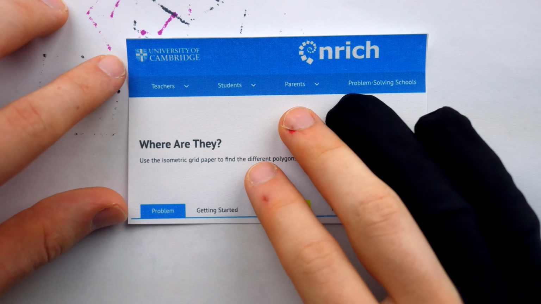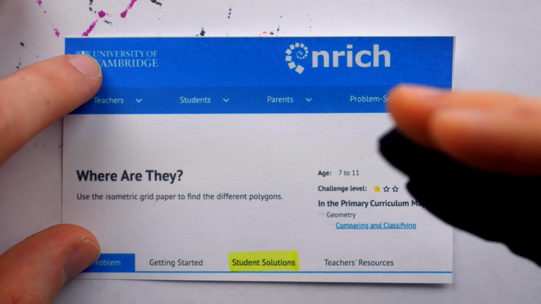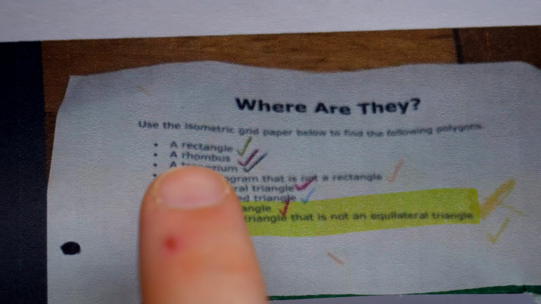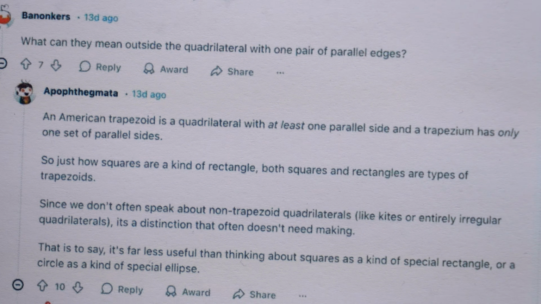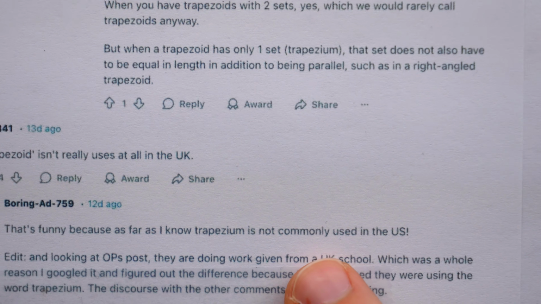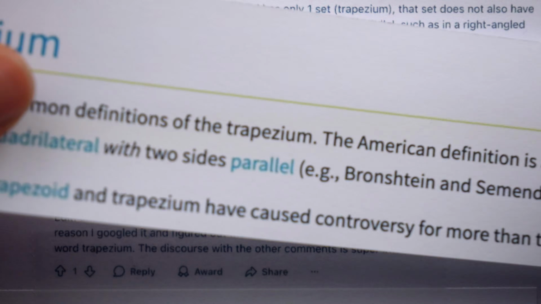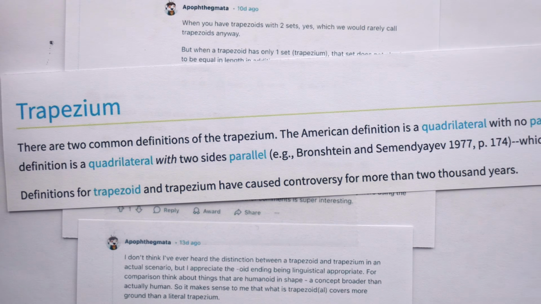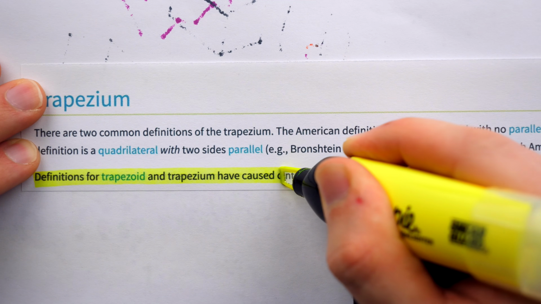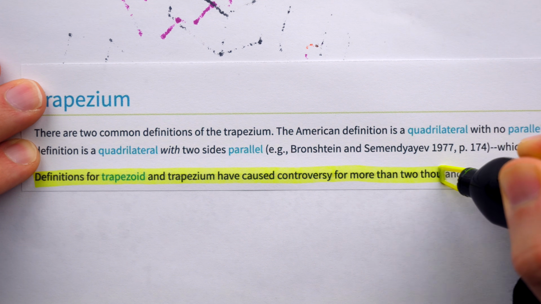Regardless, landing on a UK-based page does give some clarification to trapezoid enjoyers like myself as to why this worksheet says trapezium. And from the Reddit discourse, you might think, oh, that clears it up. It's just a funny regional difference. Though Wolfram Math World makes things seem a little bit more dramatic. Definitions for trapezoid and trapezium have caused controversy for more than 2,000 years. Wow, and I thought I fought stupid battles.